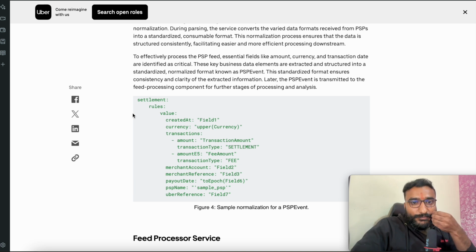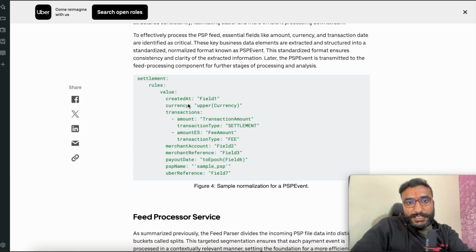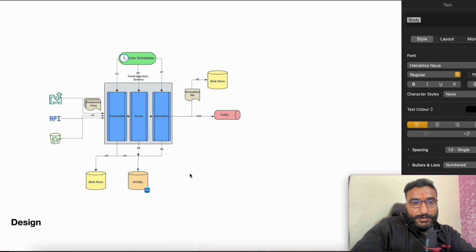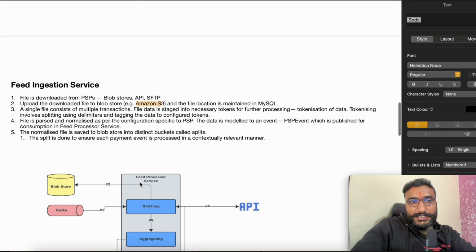So what you do is you create multiple events out of it. Once you do the normalization, you upload that file back to the blob storage. This is one of the events, showing how this normalization is done, or how a PSP event is created out of this. This is one of the samples. Once you have that properly modeled out, it can be further consumed by your other components. So you save the normalized file to blob storage and publish the event to Kafka. Now your second component kicks in.